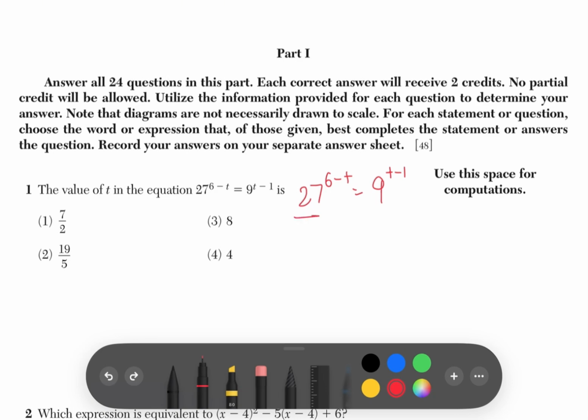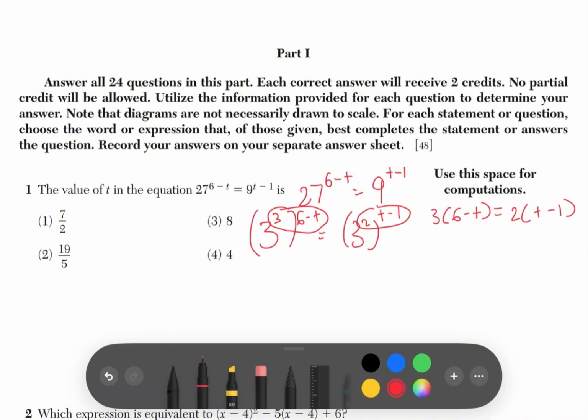But before that, we need to find a common base between these two in order to actually set them equal to each other. So if we think about a common base, we're going to get 3, because 3 to the power of 3 is 27 and 3 to the power of 2 is 9. We're not going to forget about the exponents. We still have 6 minus t and then t minus 1. But now it's easier because we can simplify these by multiplying, doing power of a power. So we have 3 times 6 minus t is equal to 2 times t minus 1.